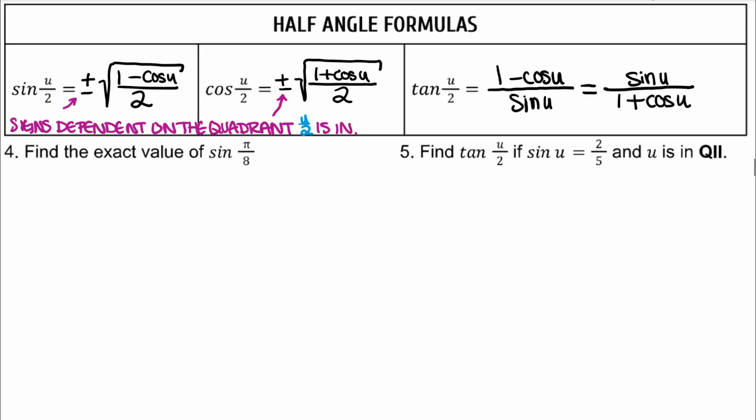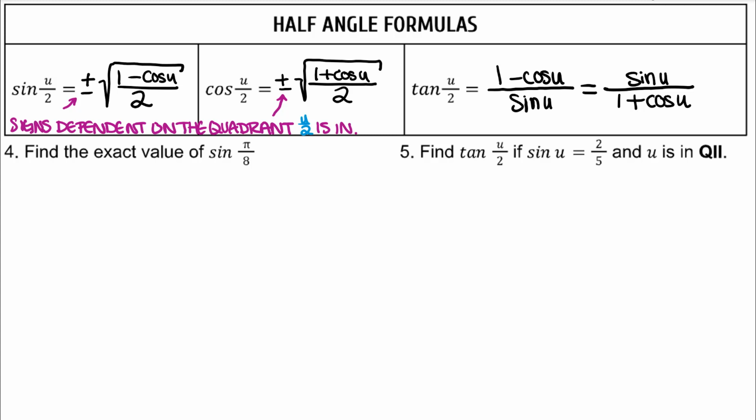This is helpful because sometimes the fraction for cosine u is more complicated, so we'd want that in the numerator, and sometimes the fraction for sine of u is more complicated, so we want that in the numerator. So the purpose of the two expressions for tangent of u over 2 is just to make reducing a little bit easier. Find the exact value of sine of pi over 8.